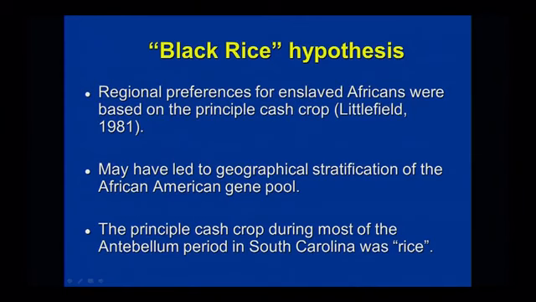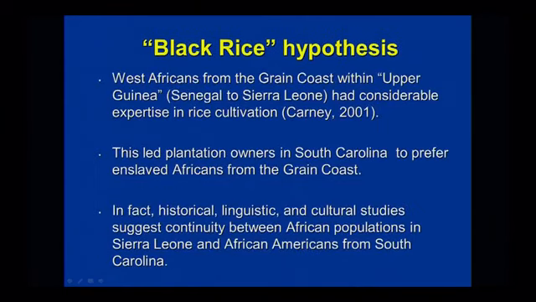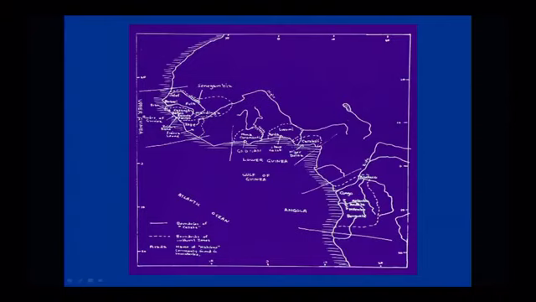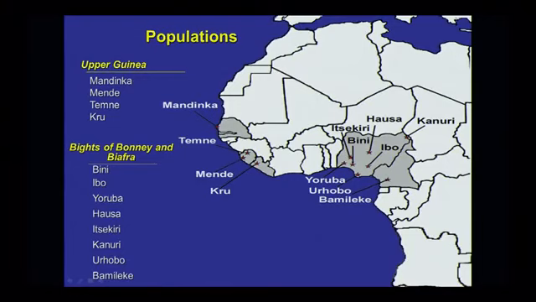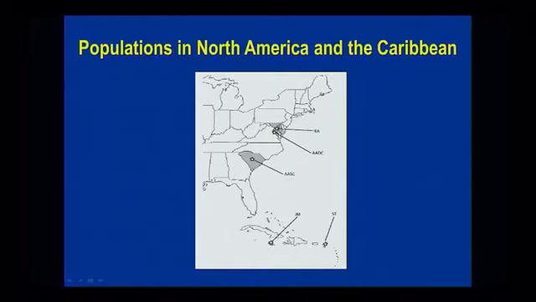So in South Carolina, the principal crop in the antebellum period was rice. And we know that the Grain Coast West Africans had considerable expertise in rice cultivation. So many historians believe that the plantation owners in South Carolina preferred enslaved Africans from the Grain Coast. This would be this area here: Senegal, Liberia, Sierra Leone. This is what some call the Upper Guinea Coast. We had paternal lineage data from those populations, and we compared them to other African populations.